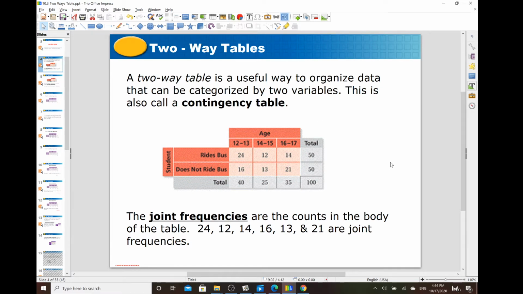As you can see, in the column here we have students riding the bus, and the other one, not riding the bus. The age groups here are 12 to 13, 14 to 15, 16 to 17, and you get a total. The joint frequencies are the counts in the body of the table, like 24, 12, 14, 16, 13, 21. Those are called the joint frequencies.